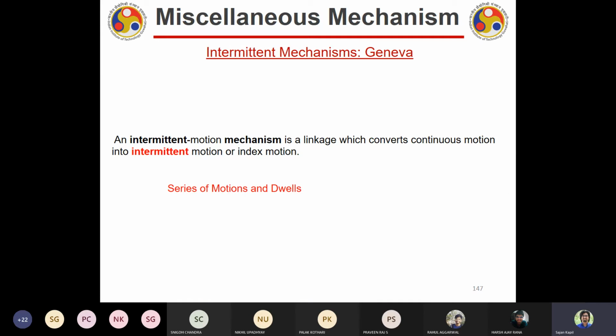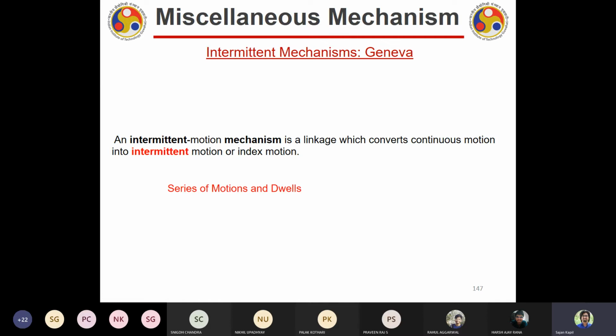Some of the important ones I have already discussed. Now we shall discuss some intermittent motion mechanisms such as the Geneva mechanism. What is, first of all, an intermittent motion mechanism? An intermittent motion mechanism is a linkage which converts continuous motion to intermittent motion or index motion. Basically, a series of motion and dwell. It means sometimes it will move and then stop for a while, then it will move and then again stop for a while and then move.